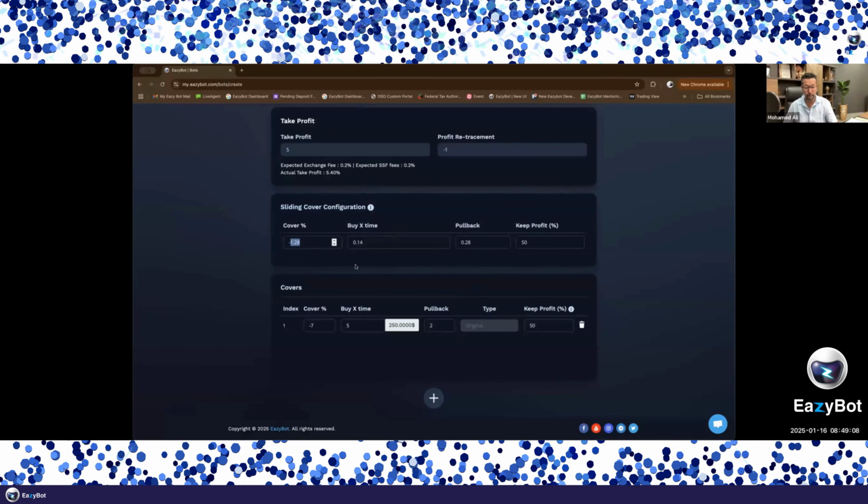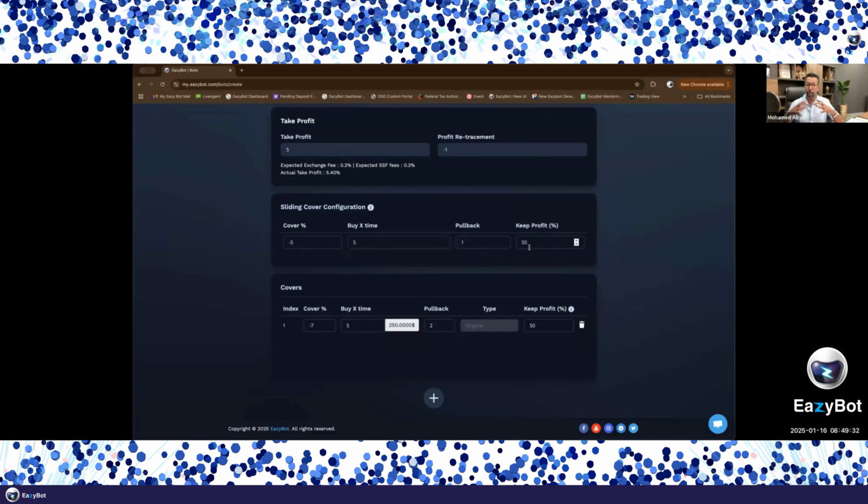Let's say this is minus 5, and the times 5 pullback is 1%. So that means the new cover that's going to be added below cover 10 in this case is going to have these parameters. It needs a drop of 5% from the previous cover, and the times are going to be 5 times, and the pullback is this much, and the take profit is this much.